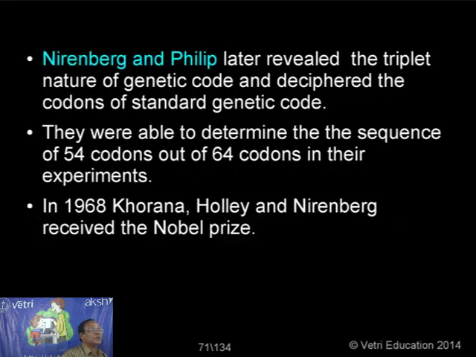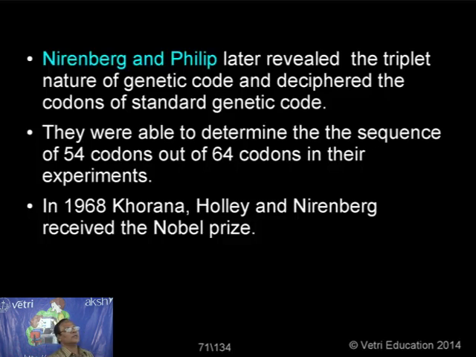Later, there was Philip, one of the persons who exposed the split gene along with Richard Roberts. Nirenberg and Philip later revealed the triplet nature of the genetic code and worked out the codons of the standard genetic code. The triplet nature of the genetic code was explained by Nirenberg and then Philip. Nirenberg, along with Philip, Holley, and Khorana, all contributed towards the genetic code. That is why in 1968 Khorana, Holley and Nirenberg were awarded the Nobel Prize.